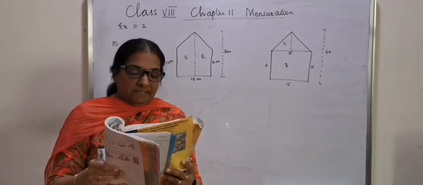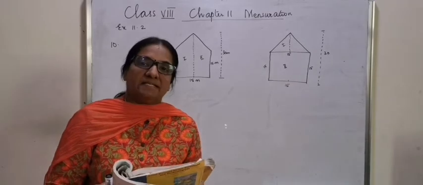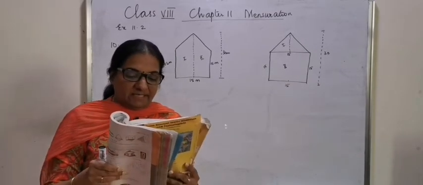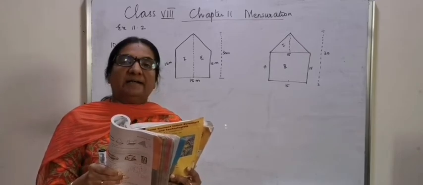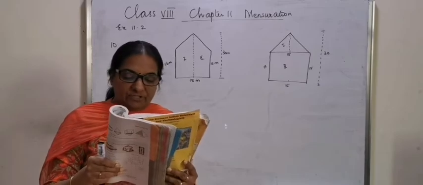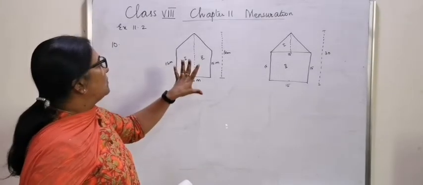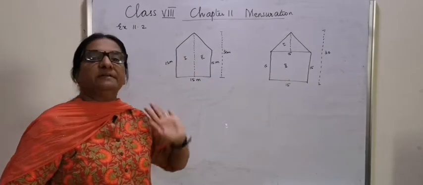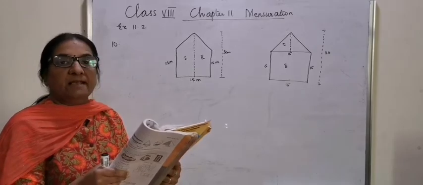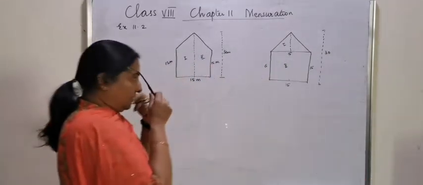Question number 10. There is a pentagonal shaped park. Pentagon means again a polygon with 5 sides. For finding its area, Jyoti and Kavita divided it in 2 different ways. You can see, find the area of this park using both the ways. The area can be found out by 2 different methods. 2 persons are finding it out in 2 different ways. Let's see the answer for this particular question.